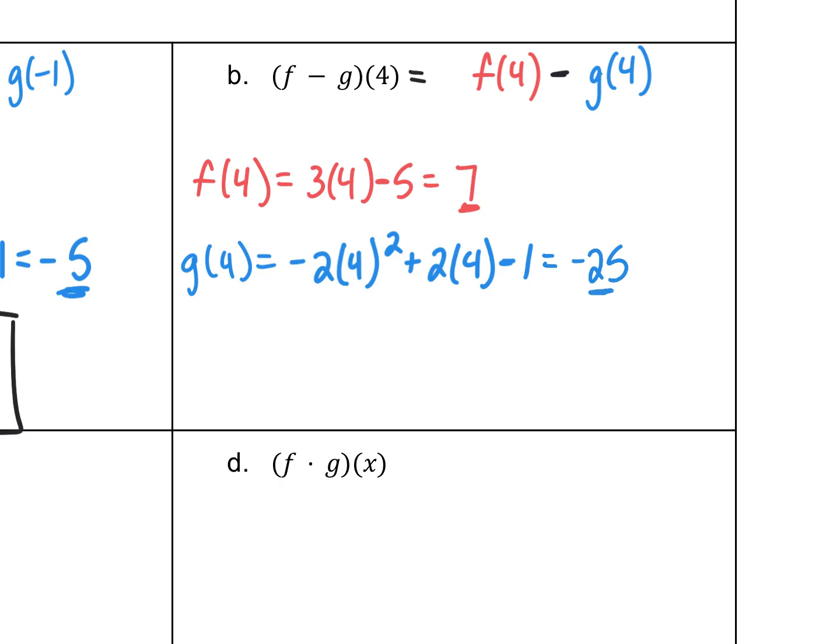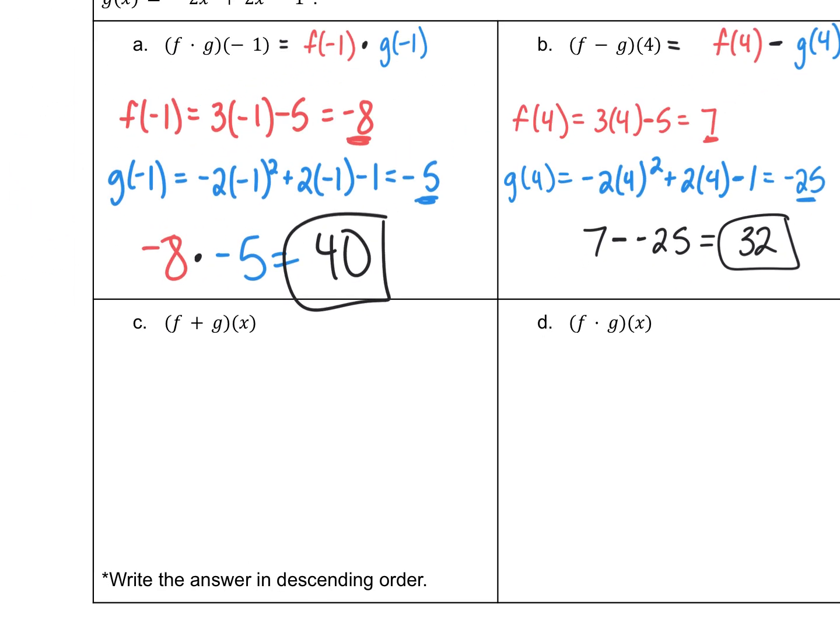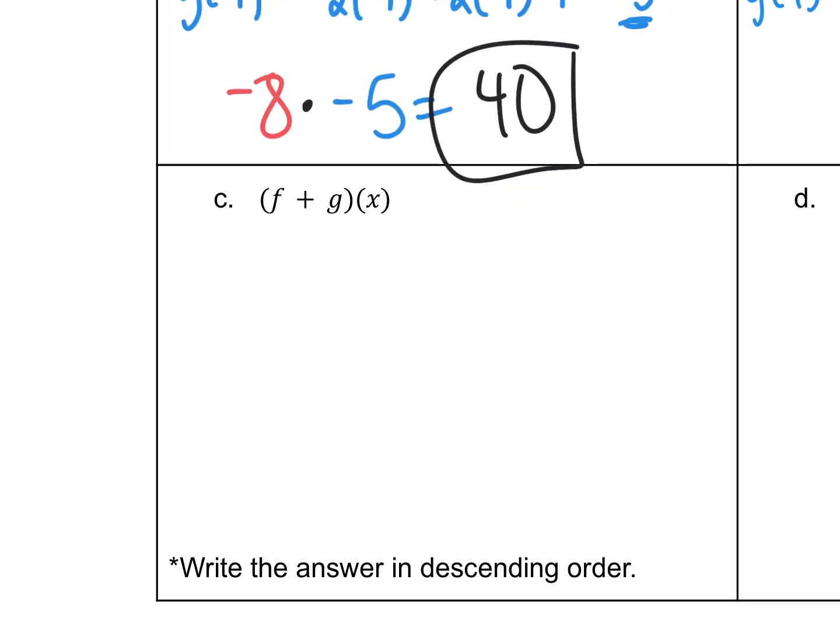And then lastly, I still have to find that final answer. And how do I do that? 7 minus what? Negative 25. And 2 negatives make a positive. So what is this answer? Positive 32. Love it. What questions do we have? It's not that bad? No? Okay.